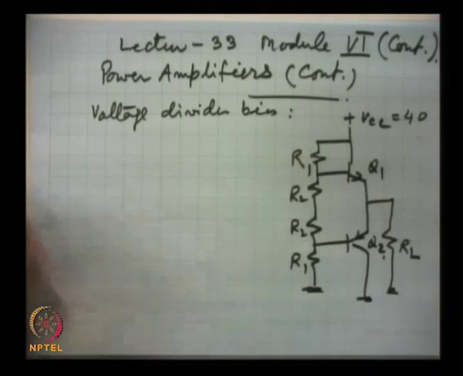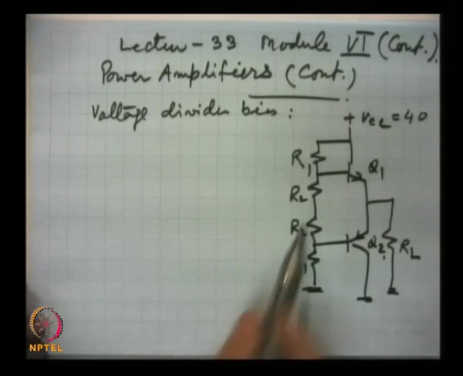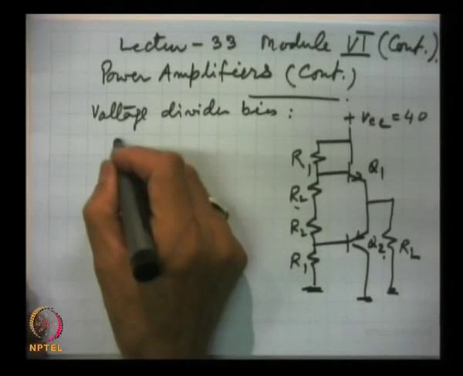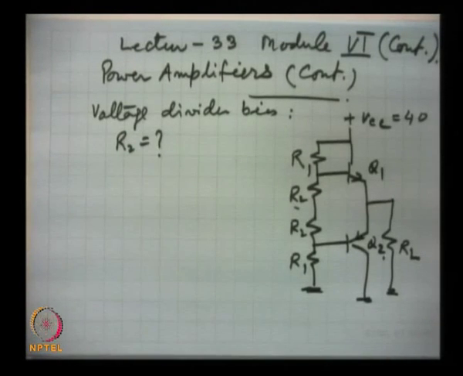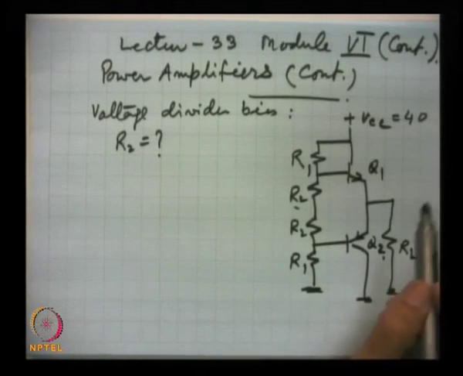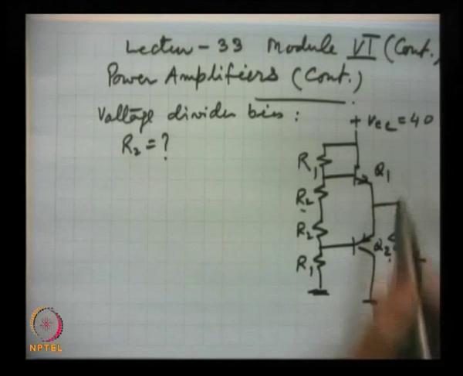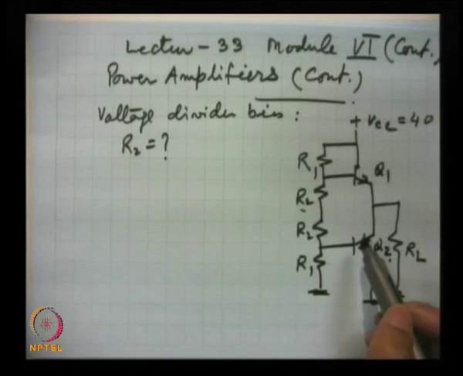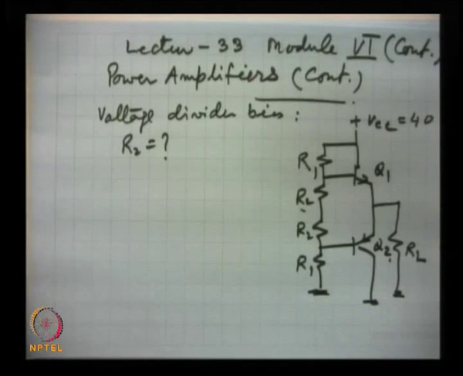I am taking an illustrative example of how to calculate the value of this resistance R2 to provide 0.7 volts, which will be sufficient to keep these transistors Q1 and Q2 in a ready-to-conduct state, so that they start conducting the moment the input signal is available. No portion of the input signal goes without its representation in the output.